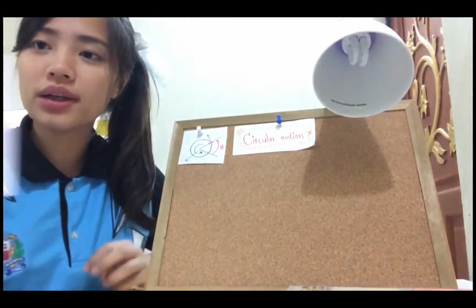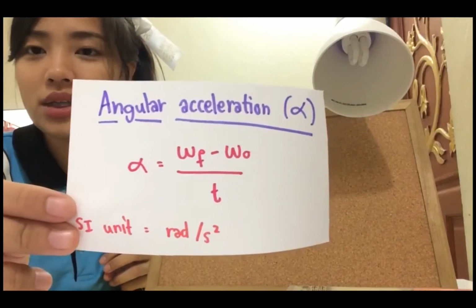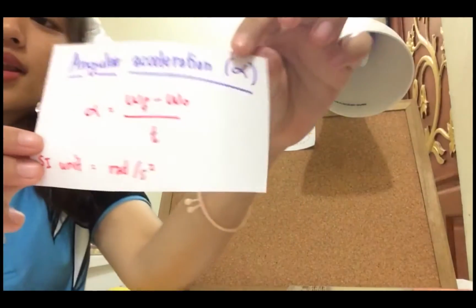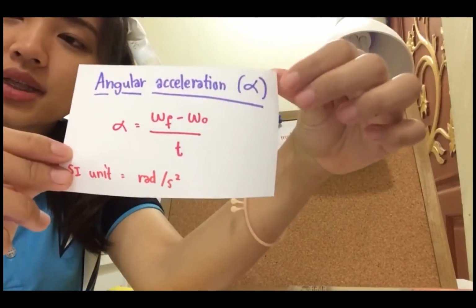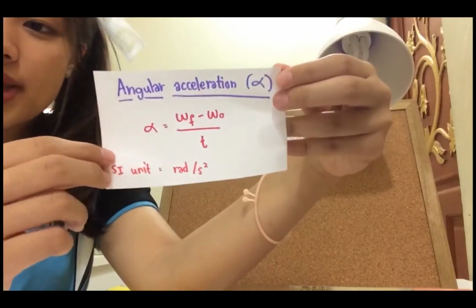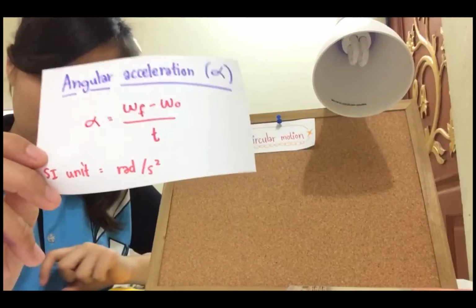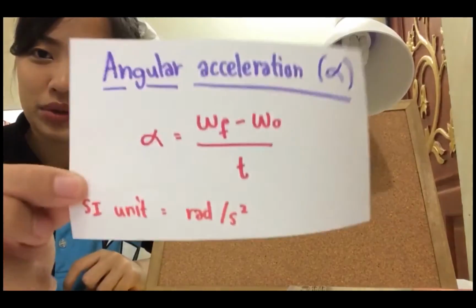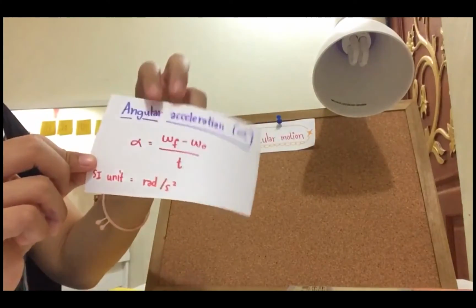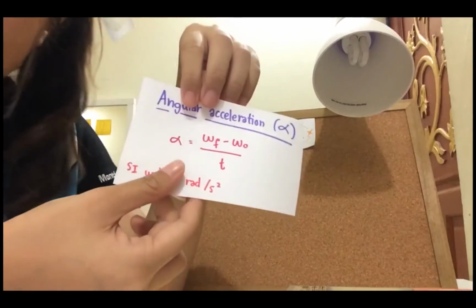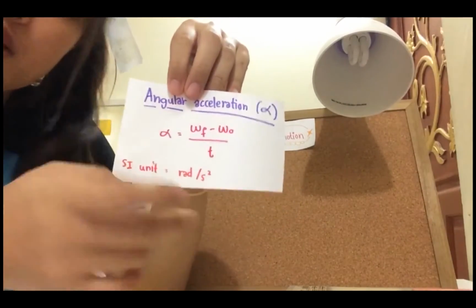The next one is angular acceleration. We use alpha as the symbol. It is the change in angular velocity. This is the formula. It is also the same as the linear motion but we change the symbol.